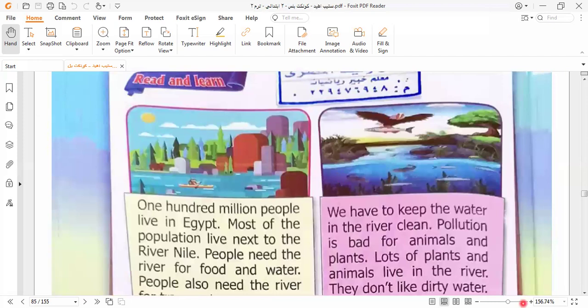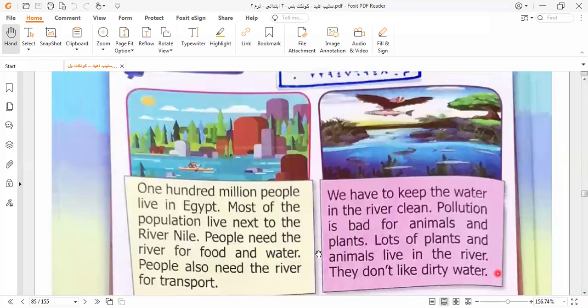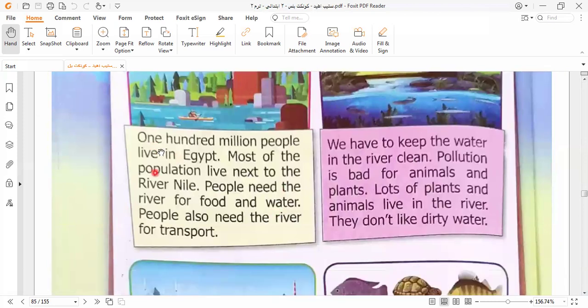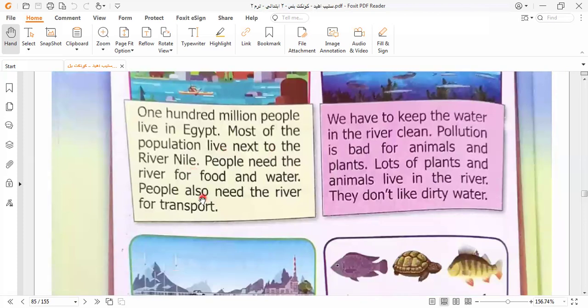Here is a text. I will read it, and we have questions below. Let's answer the questions below this. 100 million people live in Egypt. Most of the population live next to the river Nile. People need the river for food and water. People also need the river for transport. So this is the importance of the river Nile.